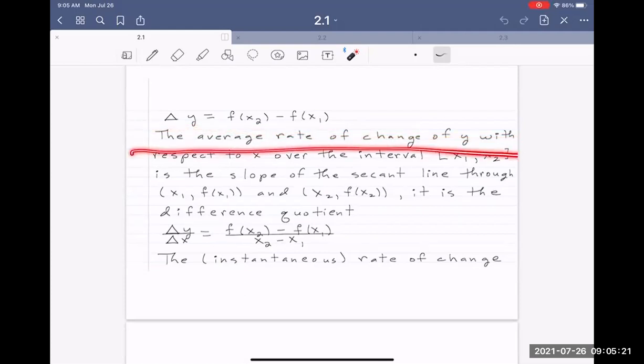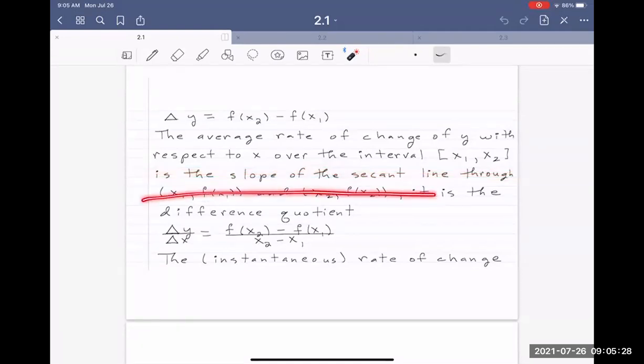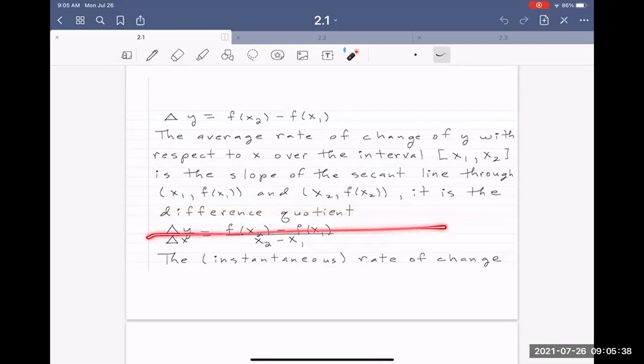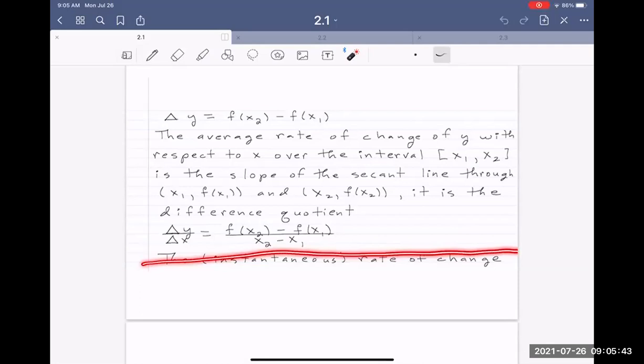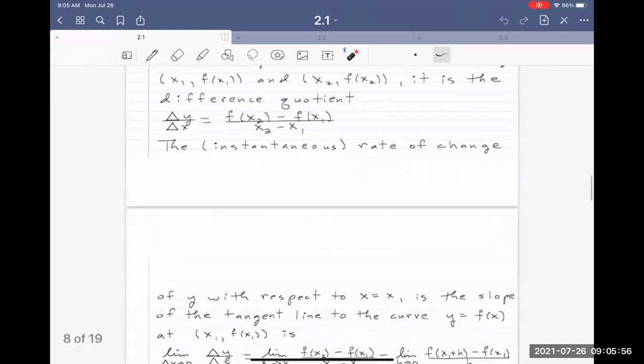The average rate of change of y with respect to x over the closed interval from x1 to x2 is the slope of the secant line through the points x1, f of x1, and x2, f of x2. It is the difference quotient, delta y over delta x, which is equal to f of x2 minus f of x1 divided by x2 minus x1. The instantaneous rate of change, well, just make this go to 0.